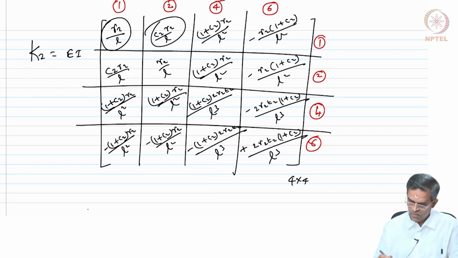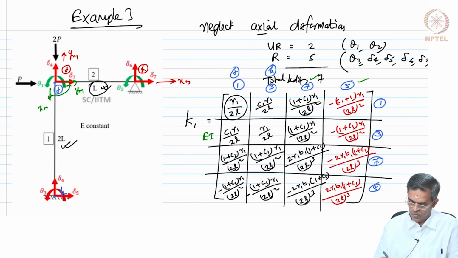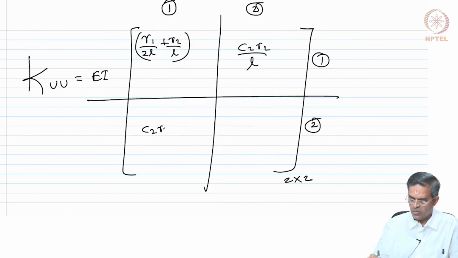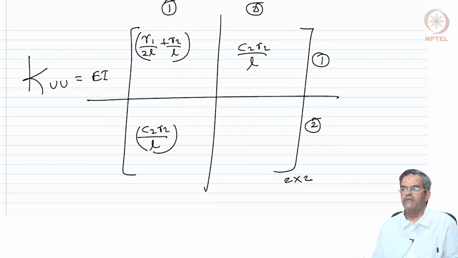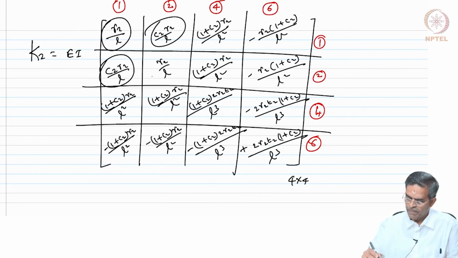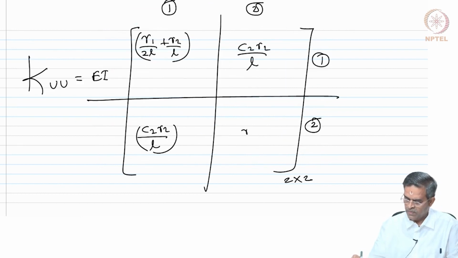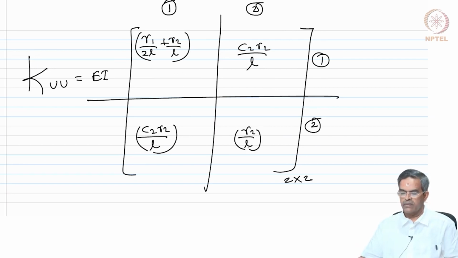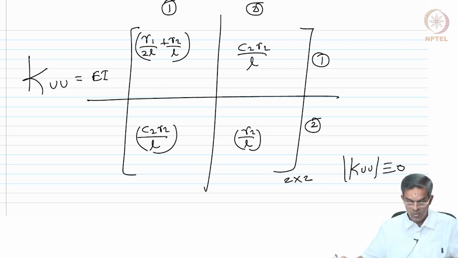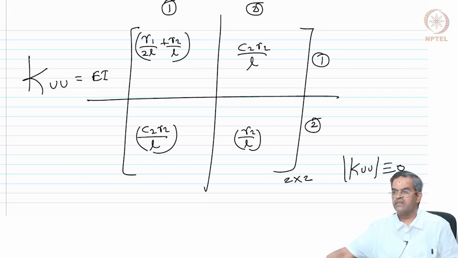Then let us say 2 1. 2 1 is in the second matrix here: C2 R2 by L. And 2 2 is here, which is R2 by L. Right. So, I want to set this determinant to 0 to get my characteristic equation.